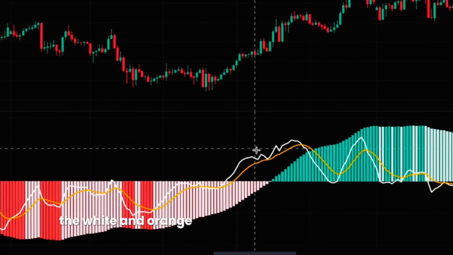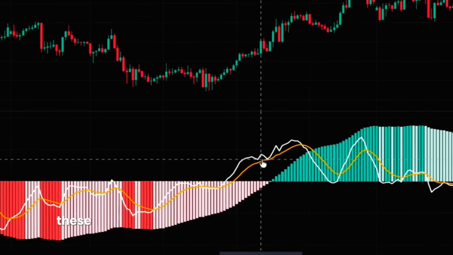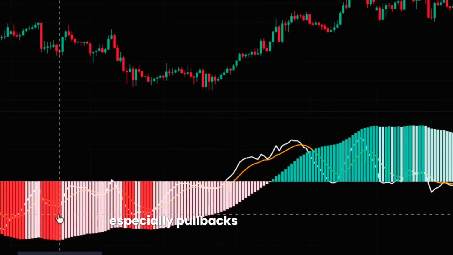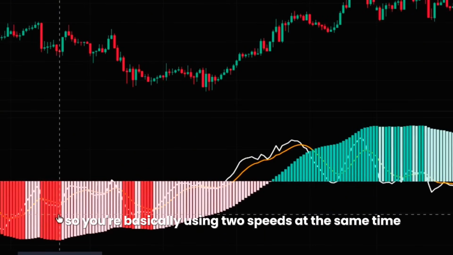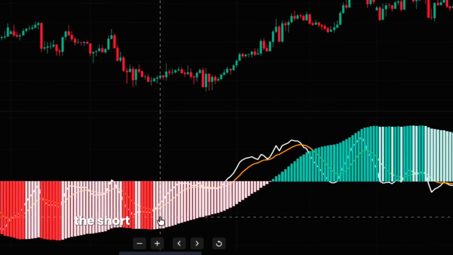The white and orange lines are based on shorter lengths, so they react faster. These lines help you track short-term momentum swings, especially pullbacks inside a new move. So you're basically using 2 speeds at the same time. The long-length histogram acts like your trend filter. The short-length lines act like your entry timing tool.